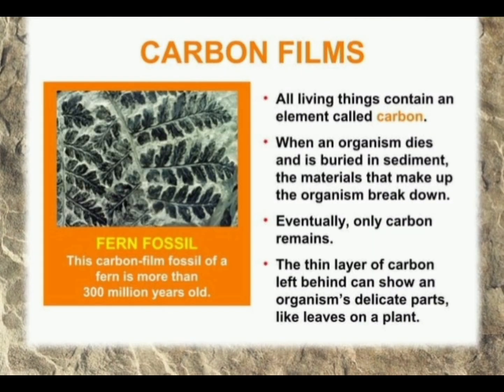The third type of fossil is carbon films. All living things contain an element called carbon. When an organism dies and is buried in sediment, the materials that make up the organism break down. Eventually, only carbon remains. The thin layer of carbon left behind can show an organism's delicate parts, like leaves on a plant. This carbon film is a fern fossil. This carbon film fossil of a fern is more than 300 million years old.